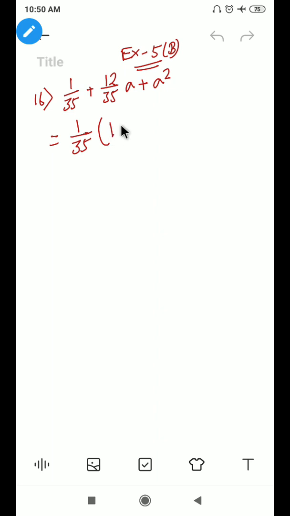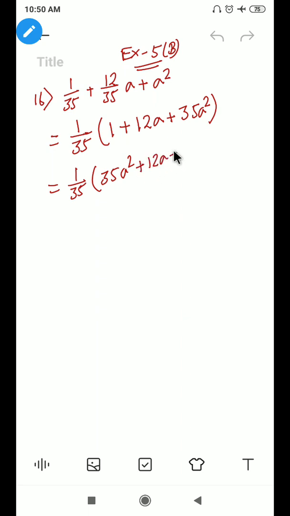Here is left 1, and in the middle portion there is left 12a, and at last there is left 35a square. Now rearrange the terms, and you will get 35a square plus 12a plus 1. Now you can easily factorize this one. Firstly, multiply the coefficient of a square and this constant. This will be 35. Now factorize 35, you will get 5 sevens 35.